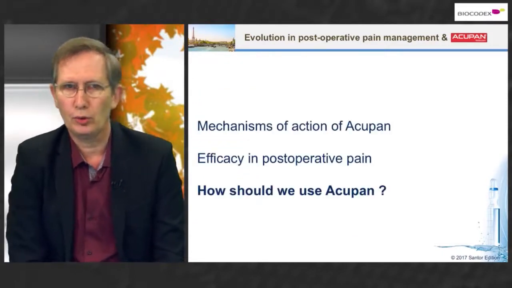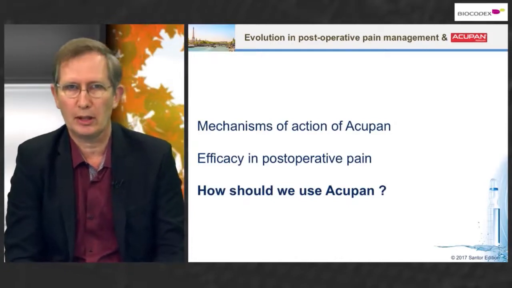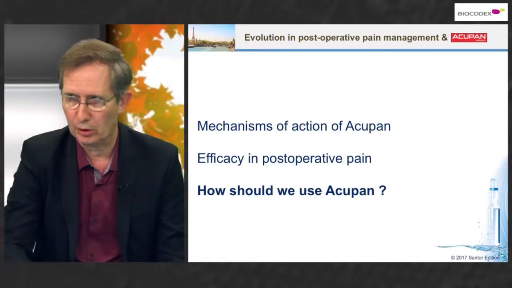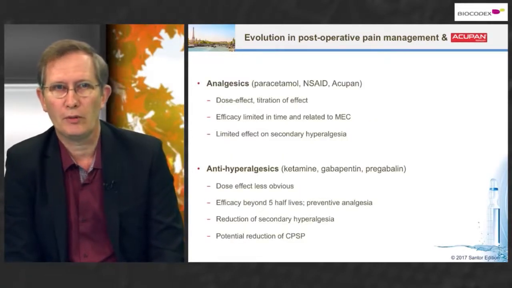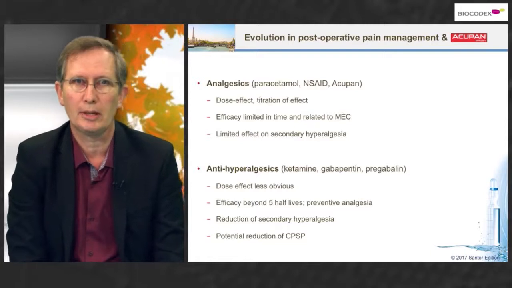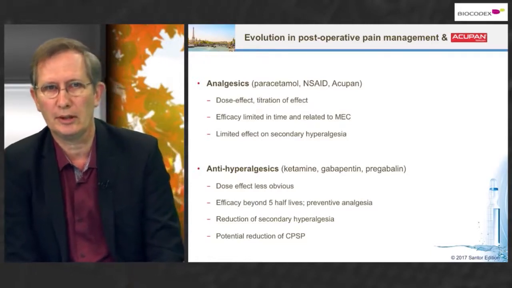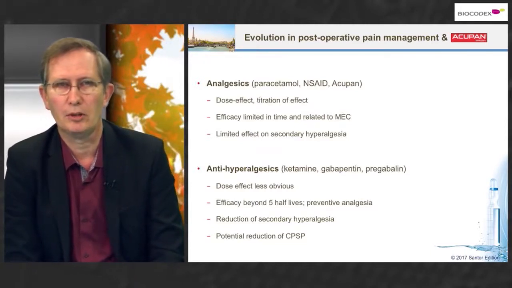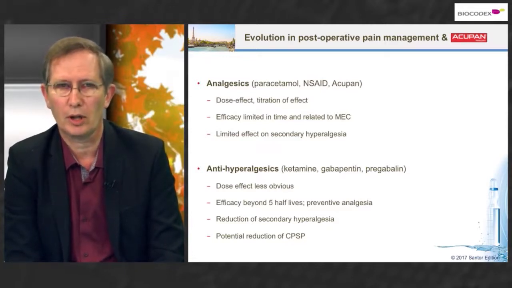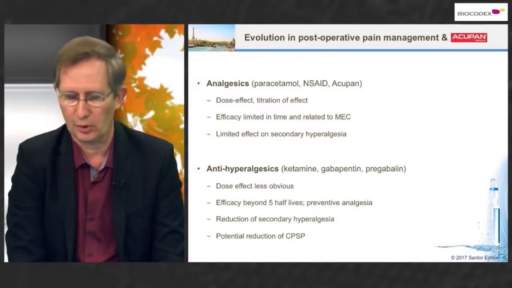So how should we use Acupan, knowing now what are the mechanisms of action and the efficacy which was described in surgical patients? First, we have this sort of potential drugs we can mix together. Gilles has nicely described that, both analgesics, paracetamol, non-steroidal, Acupan, and anti-hyperalgesics, which have a different type of action because they are responsible for more prolonged action and potentially control of hyperalgesia.